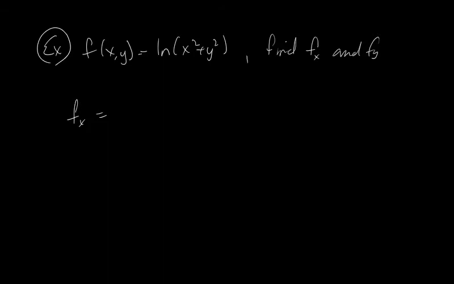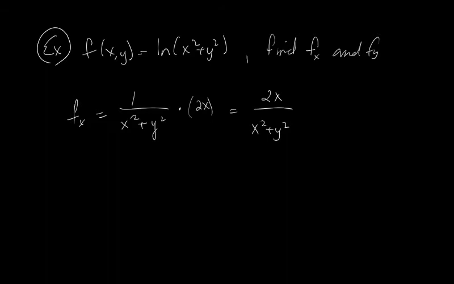Okay, so the derivative of ln is 1 over the argument, which is x squared plus y squared, chain on the derivative of the argument. Well, the derivative of x squared with respect to x is 2x. And the derivative of y squared with respect to x is 0, because that's constant with respect to x. So this comes out to be 2x over x squared plus y squared.